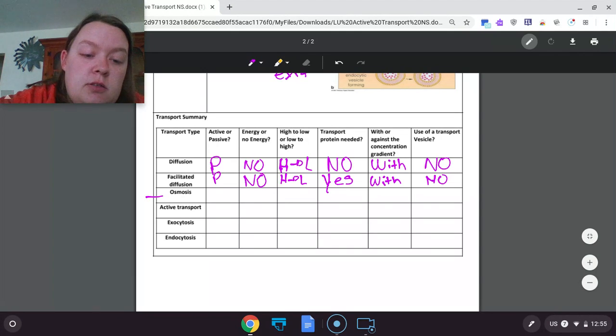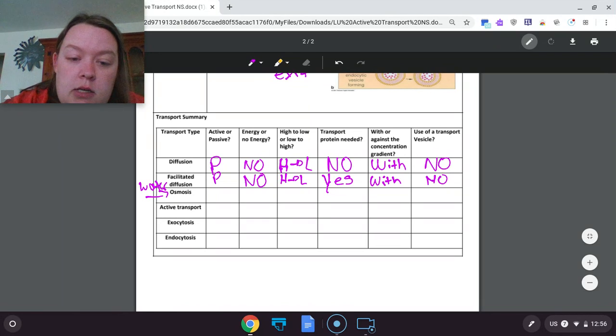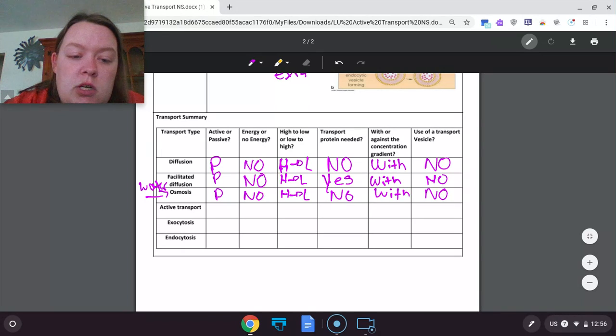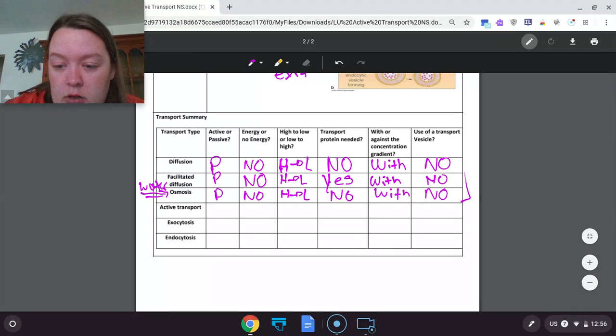Osmosis. Remember, osmosis is water. It is passive, no energy, high to low, no protein, with the gradient, no vesicles. The only difference between osmosis and diffusion is osmosis is the diffusion of water. All right, so that's our passive section. All of those are passive.